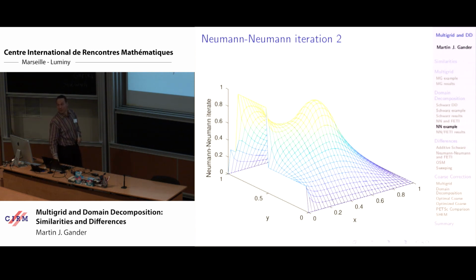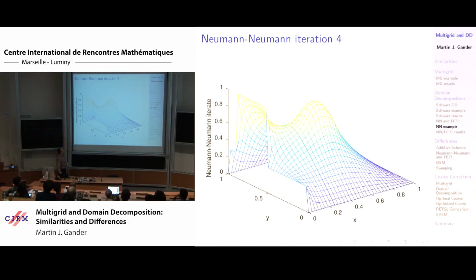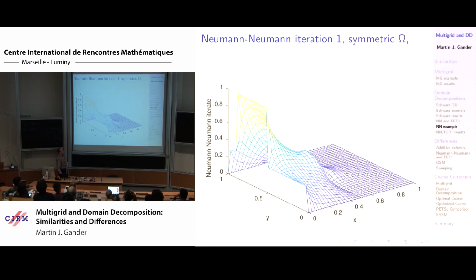Wow, you see? That looks almost like the solution. So I do another one. So you saw it overshot a little bit. I do another one. Not much changes. It's a very fast method. So what happens if I take subdomains that are exactly the same size? So I cut exactly in the middle.